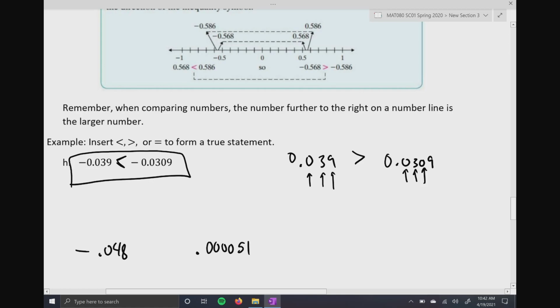If you're comparing a negative decimal to a positive decimal, I don't care how you look at this. There's only one right answer. There's only one way to do this. Negative numbers are always less than positive numbers because on a number line, they are to the left of 0. Okay? Are there any questions?